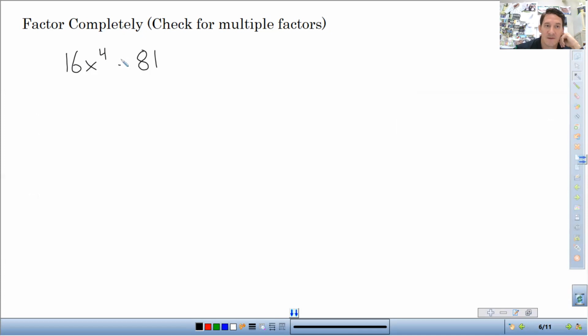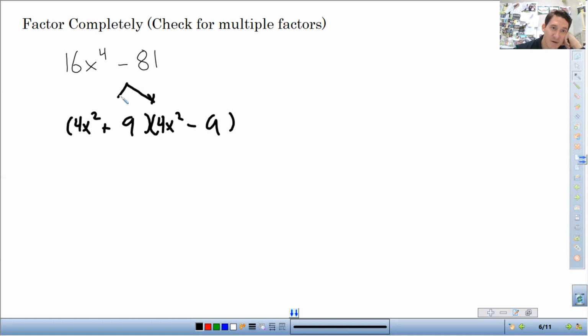So 16x to the fourth and 81, those are perfect squares. This starts off as a difference of squares. So the square root of the first is going to be 4x squared, plus or minus, the square root of 81 is 9. So this first layer of factoring came down here.